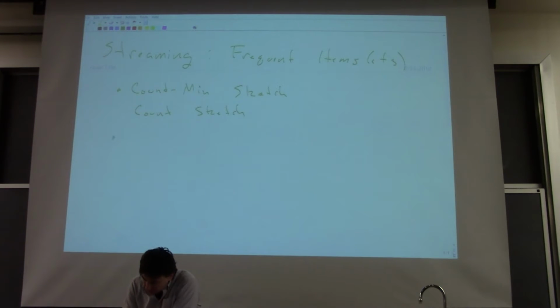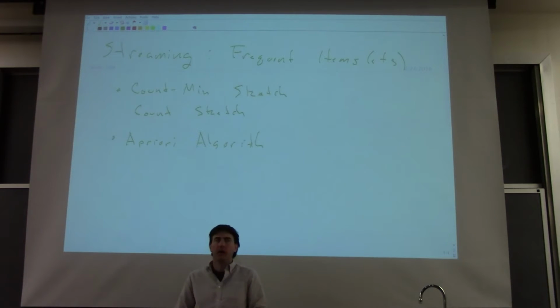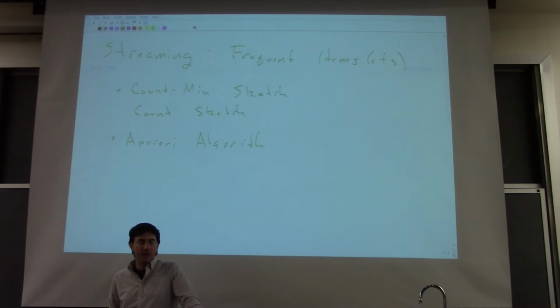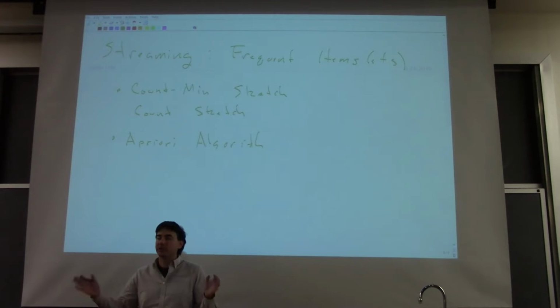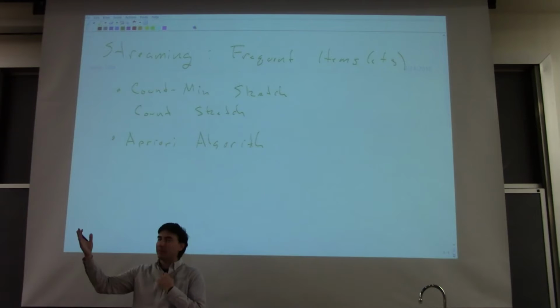Then we'll talk about the a priori algorithm. This is kind of like classical machine learning. If you took a machine learning class 10 years ago, this would probably have been something you spent a few weeks on. There's still machine learning, data mining.